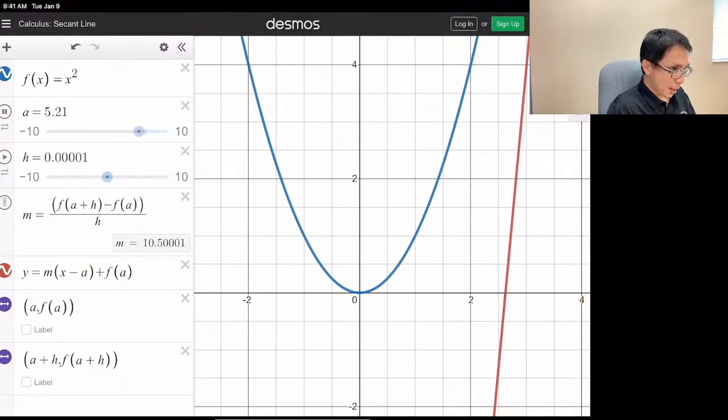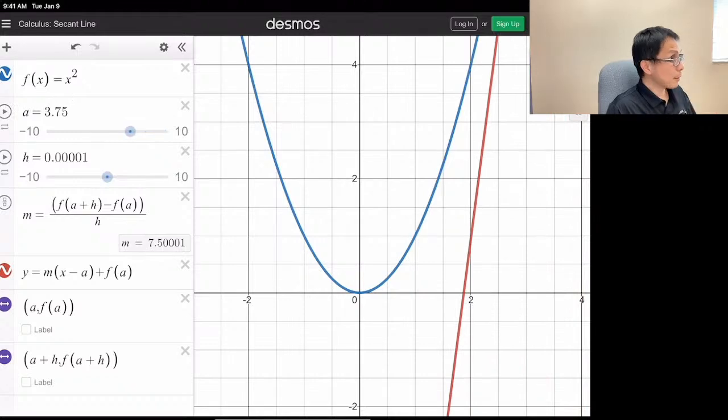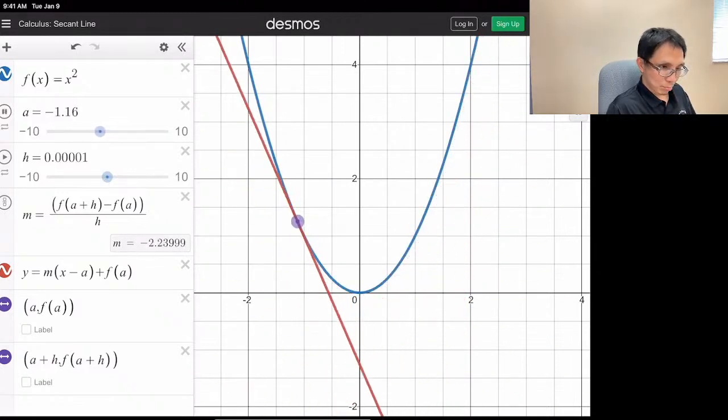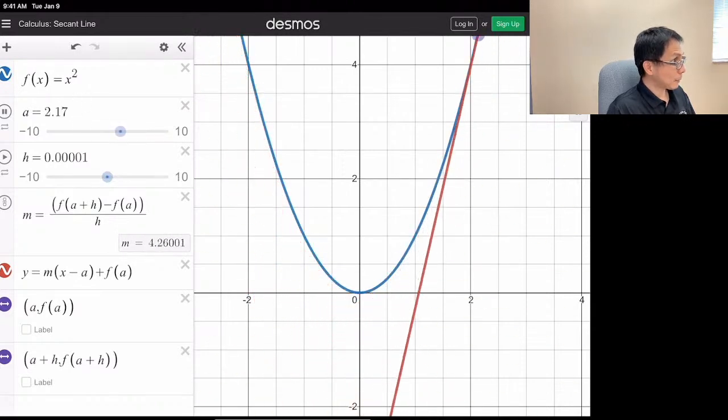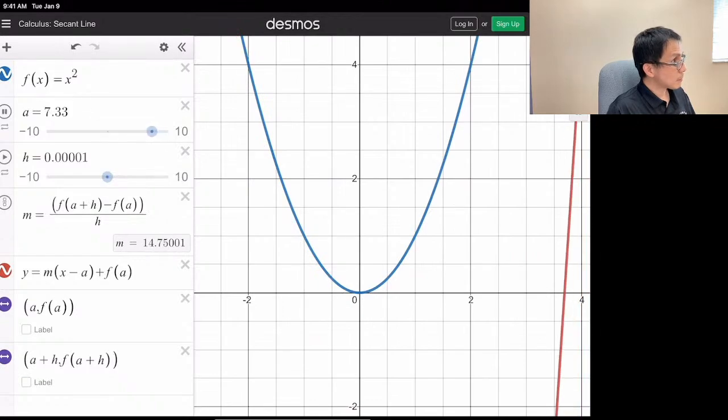It just told me when to stop. I stopped there, 3.75. My slope becomes 7.50, because 3.75 times 2 is 7.5. If I run it again, that's what a tangent line looks like. So the derivative for f of x equals x squared is 2x. Exactly. But for every function, you could plug it into this one formula and find the derivative.